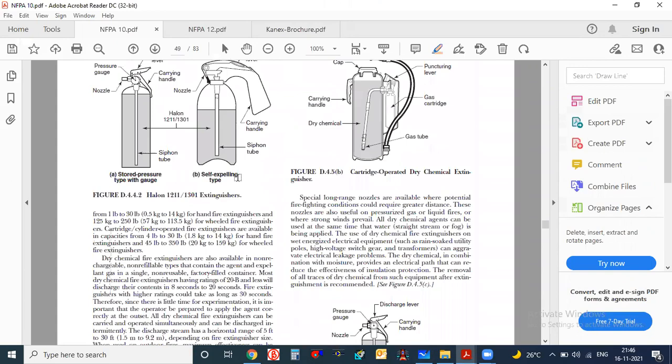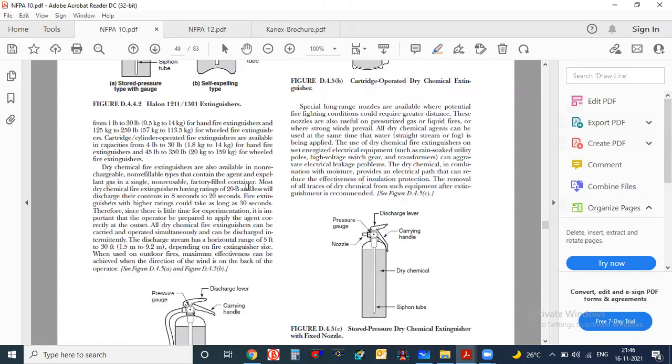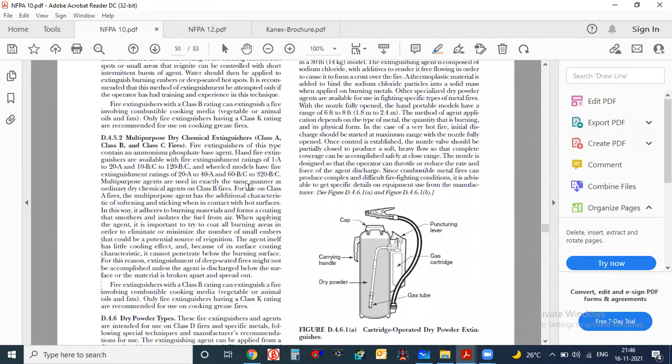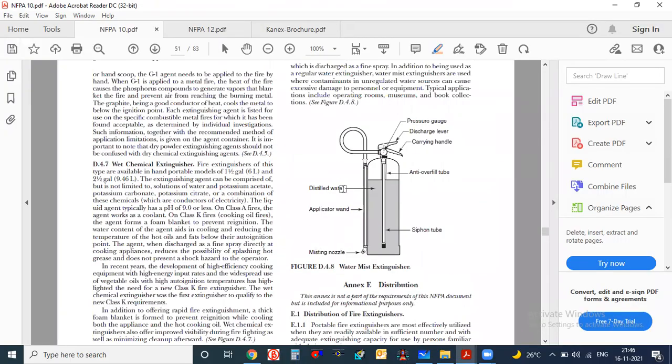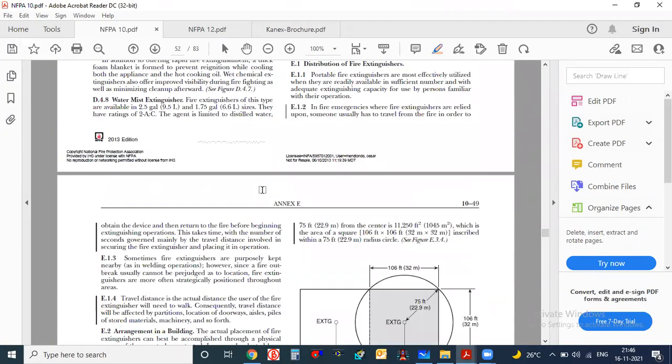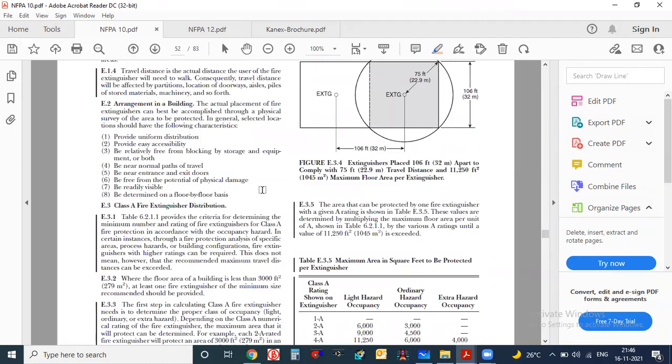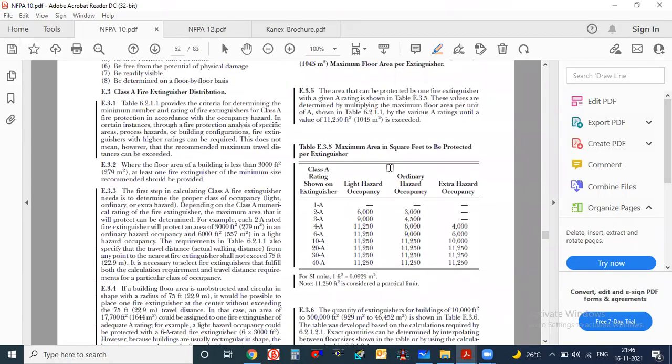And if you go here, this is general, actually this is for the portable type, and here it talks about dry fire extinguisher, CO2. So many things are given here. These things are not required for us actually. This is the constructional things which is required for the manufacturer side. Maximum area in square feet to be protected per extinguisher. This table is also a little bit important.